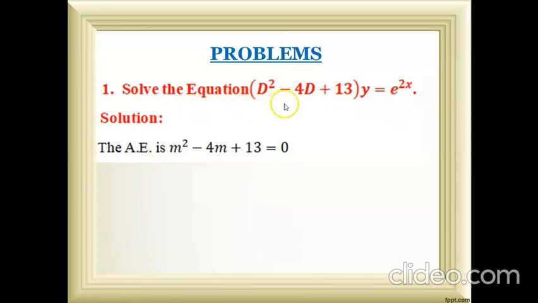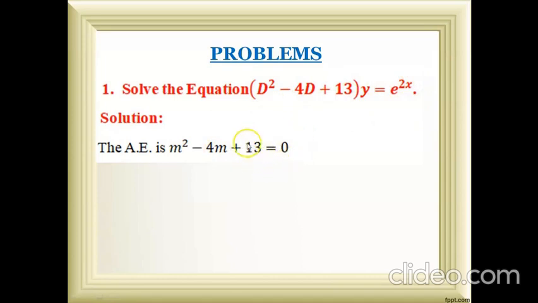So let us move on to the complementary function. For finding the complementary function, at first I need to write the auxiliary equation. For that, I replace D with m in f of D. After replacing, I get the auxiliary equation m squared minus 4m plus 13 equal to 0. Whatever is on the RHS side does not matter; we just take 0 here.